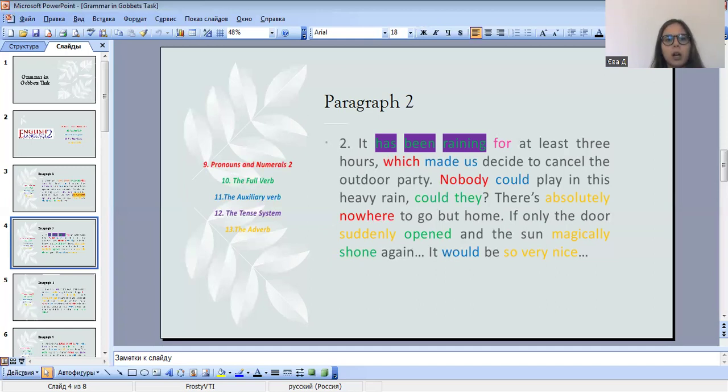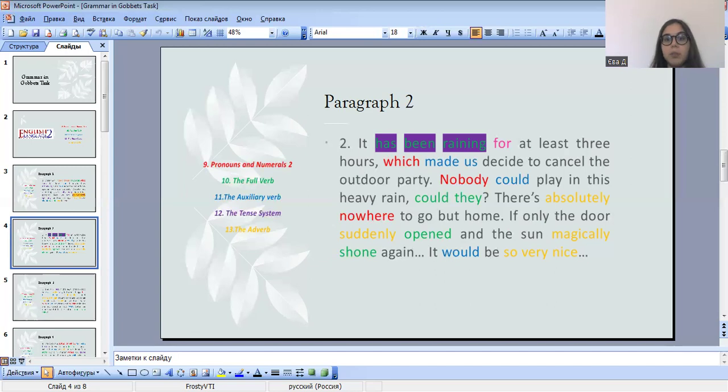Then let's go on. We can see has been raining, and this action started in the past, yes, and it continues in the present, as we know, because this tense is present perfect continuous. Then let's move to the last, 13th lesson, and it's about adverbs.